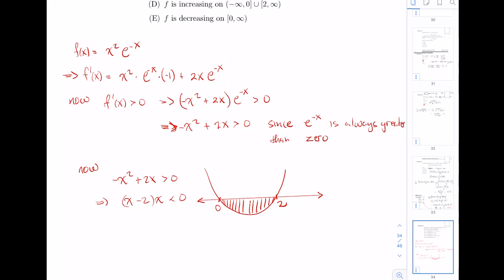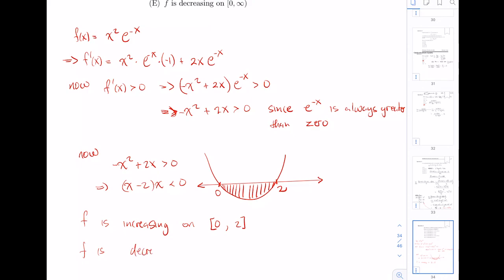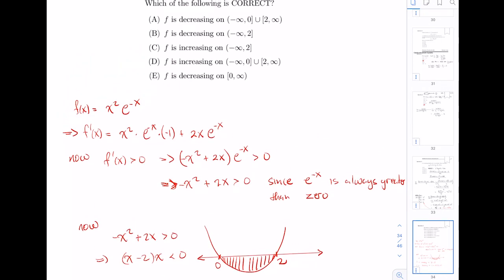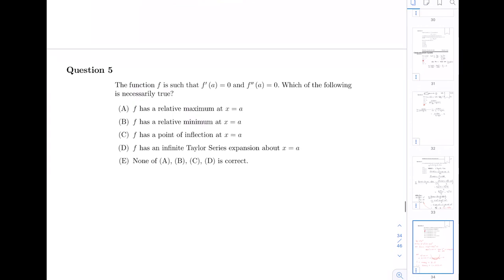So therefore, we have solved when the function is increasing, right? So we can say that f is increasing on which interval? 0 to 2 inclusive, okay? Here it's inclusive. So that means f is decreasing on negative infinity up to 0 union 2 up to infinity. So let's see if any of our answer choices matches that. Nice. So we see that A is our answer. All right. Scrolling. Question number 5.